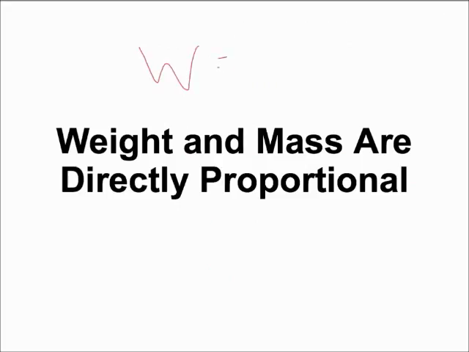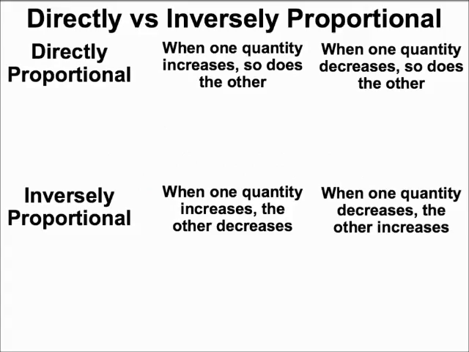So by looking at this formula, W equals m times g, weight equals mass times the acceleration due to gravity, we can see that weight and mass are directly proportional. Now some of you guys might know what that means, but for some of you that might be really confusing. So let's review what this means. The two terms that we need to know to determine the relationship between two quantities are going to be directly proportional and inversely proportional. So what directly proportional means is when one quantity increases, so does the other. So when quantity A goes up, quantity B goes up.